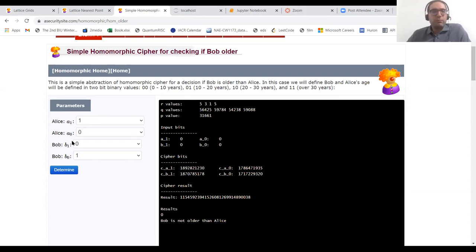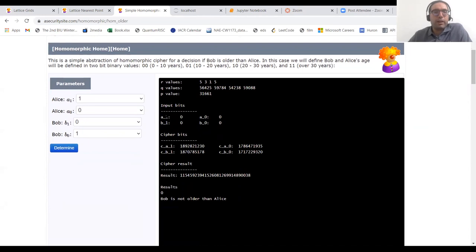So we have four different values for describing their ages. 00 means that they are less than 10 years. 01 means that they are 10 to 20 years. 10 means that they are 20 to 30 years. And 11 means that he or she is over 30 years. So you see that, for example, here A1 and A0 are equal to 0 and 0.